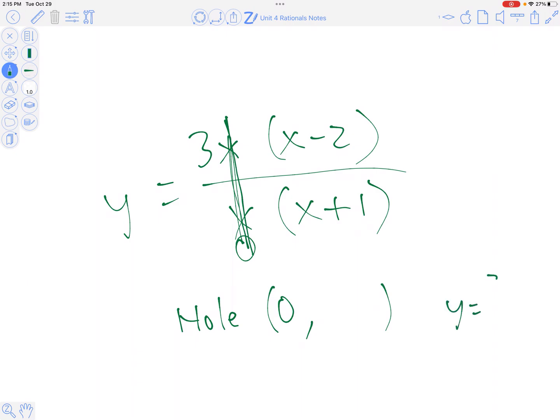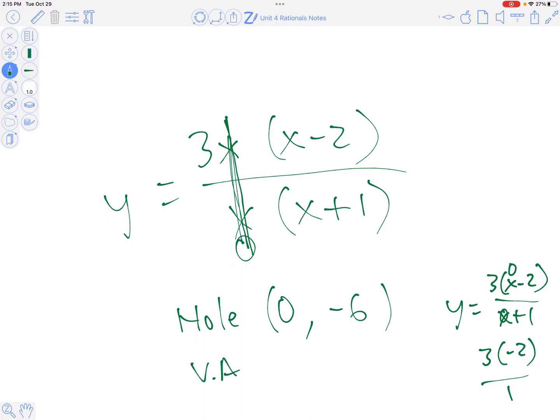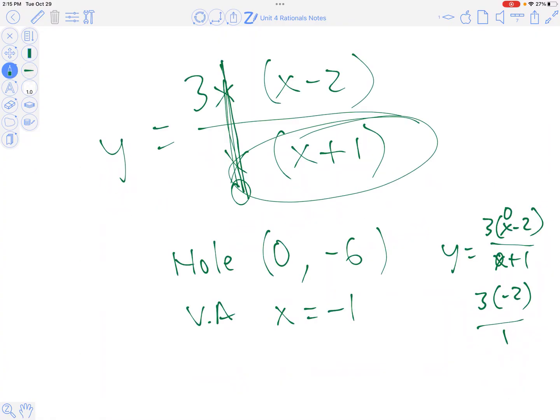Now I need the simplified form. I'm going to plug a 0 in for the x, so that's going to give me 3 times -2. 0 plus 1 is 1, so that's going to give me the hole at 0.6, okay? Now my vertical asymptote is going to be from here. It's going to be at -1, and then my x-intercept is going to come from here. It's going to come from 2.